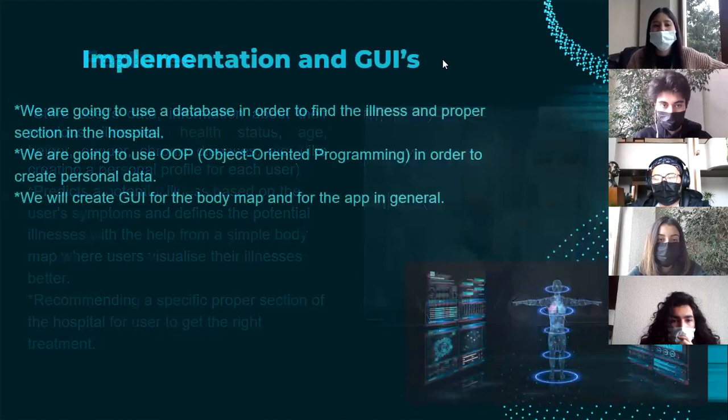Now I'm going to talk about the implementation and user interfaces. We are going to use a database in order to find the illness and the proper section in the hospital. We need to learn how to implement our database into our code in this section. We are going to use object-oriented programming in order to create personal data that we are getting from the user. And we will create a user interface for the body map and for the app in general.